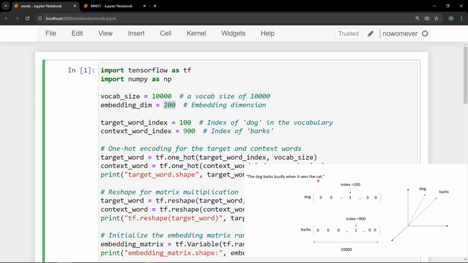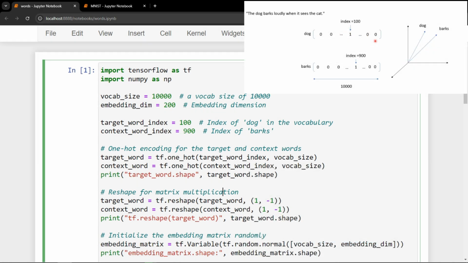To do this, the embeddings of dog and barks should have a high dot product. This means their vectors should point in similar directions, indicating a strong relationship. Now assume the index of dog is 100 and barks is 900 in our vocabulary. We can represent both the target and context words as one-hot encoded vectors and reshape them to be vectors with 1 row and 10,000 columns.